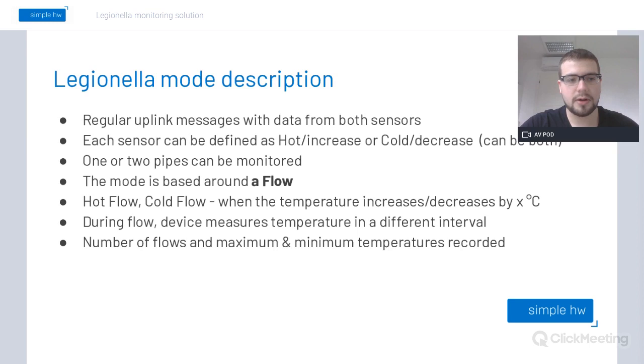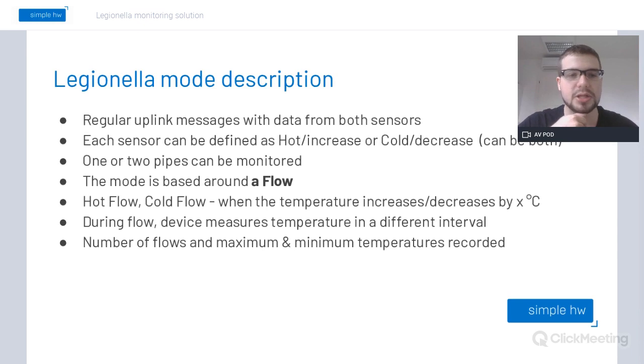So now that the flow is triggered when the temperature is increased, the device switches to a different measuring mode of temperature. Basically the interval is lessened from minutes to seconds or tens of seconds. And when the flow ends, when the temperature goes under the delta threshold, again, the device will record and store this temperature inside.